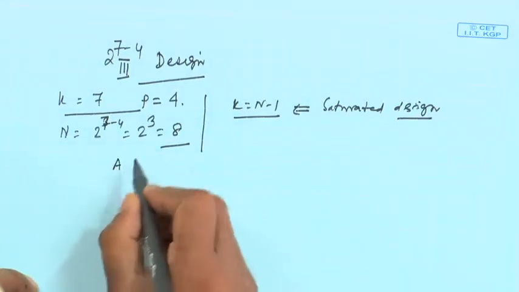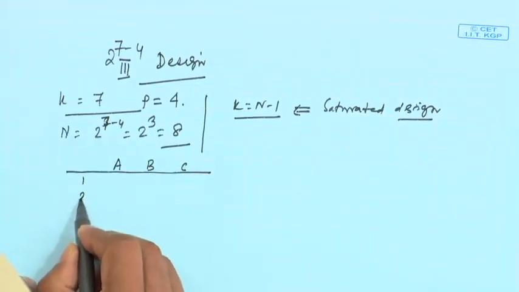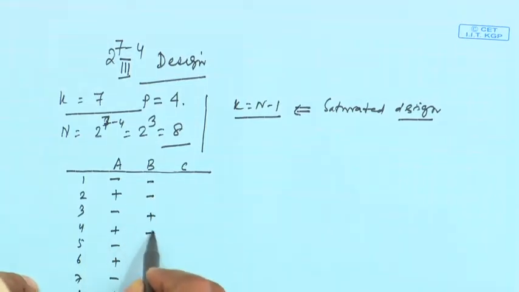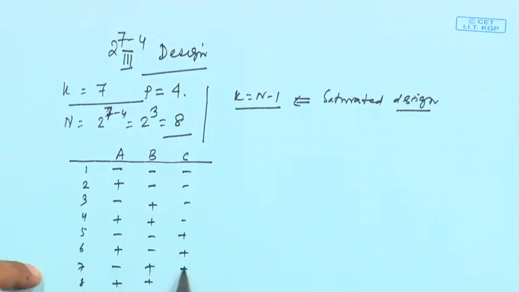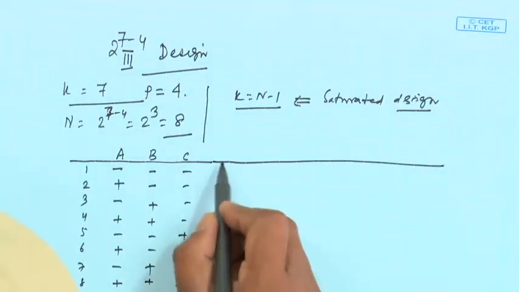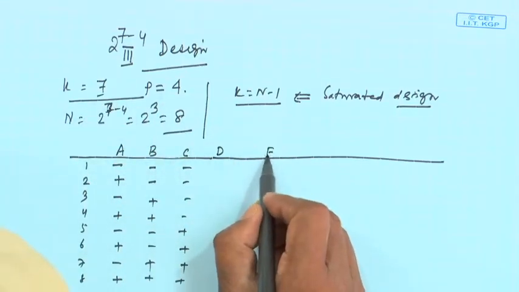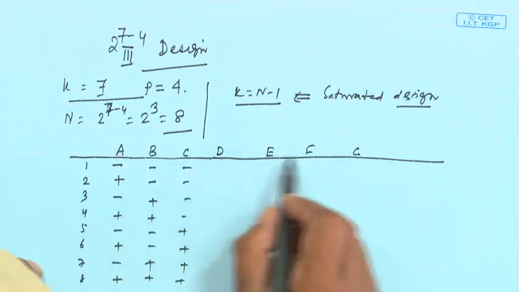So, how do you construct this design? First, the basic design will be 2 to the power 3, with 8 runs and columns of minus and plus signs for A, B and C. Then, how many factors remain? D will be one factor. There will be 7 factors: A, B, C, D, E, F, G.